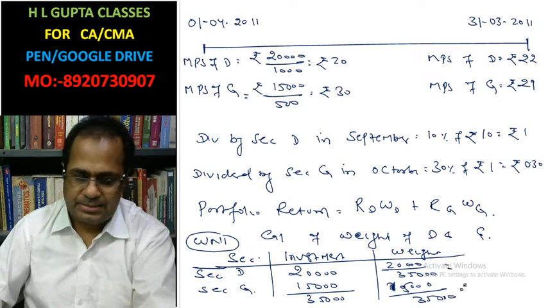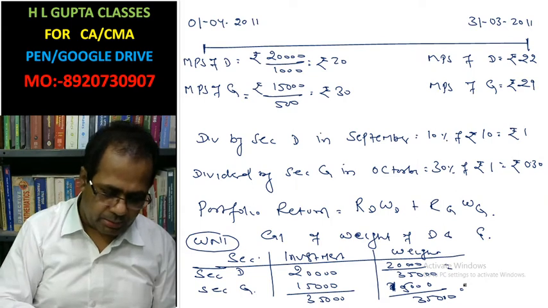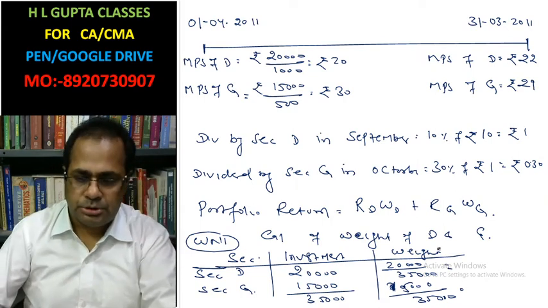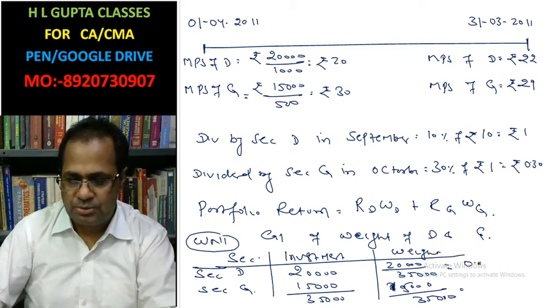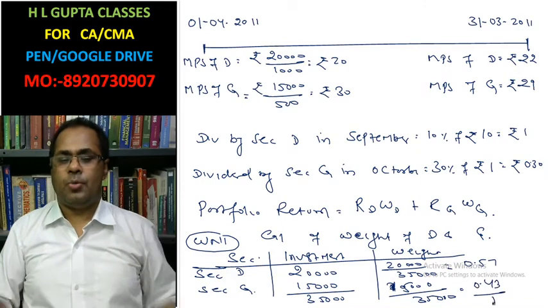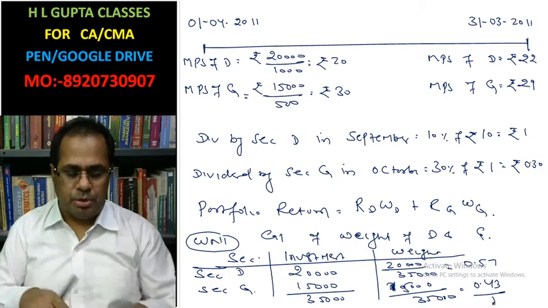In this case, 20 divided by 35 gives 0.57, so the weight is 0.57. The other weight is 0.43. The sum of weights is 1. Now you have to calculate the return of D and the return of G.